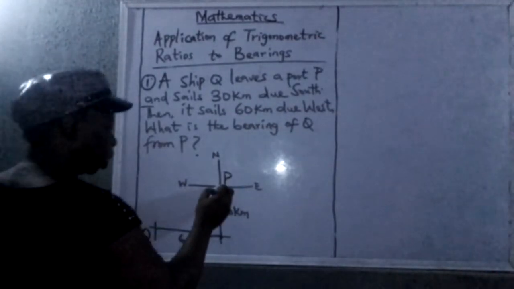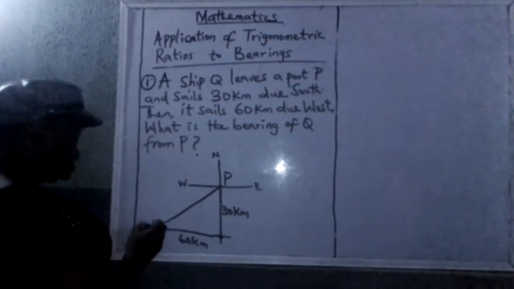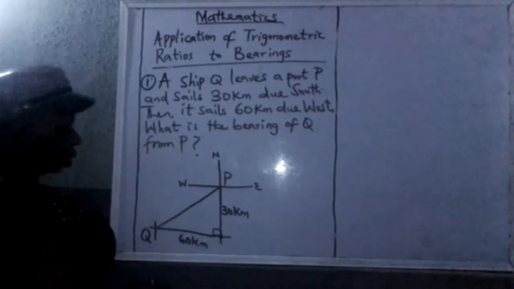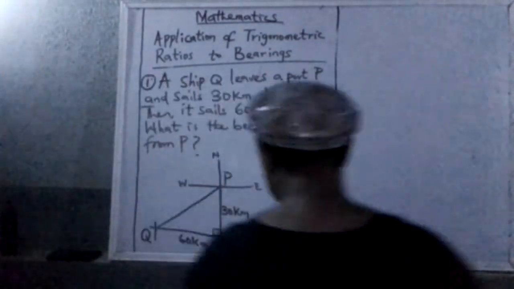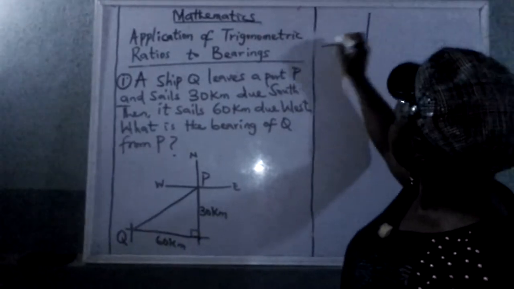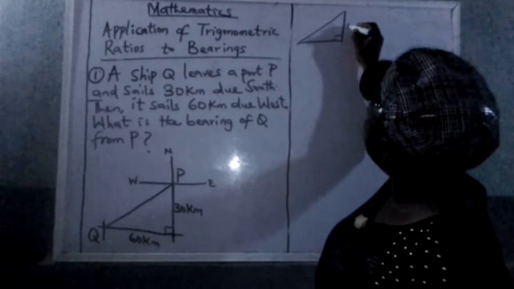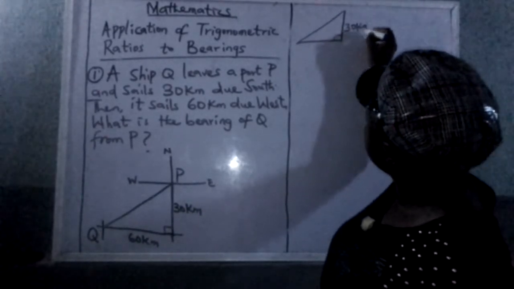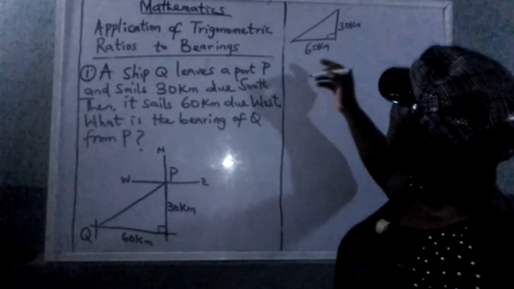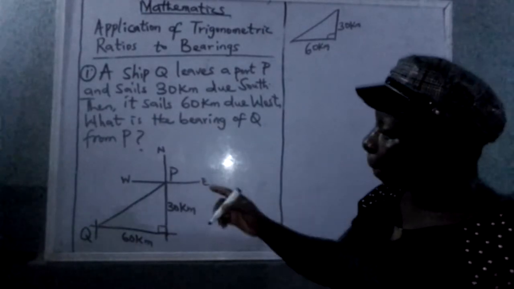Don't forget the starting point is P. So we shall join P and Q together. And don't forget the angle between north and west is 90 degrees. That means from here we can get a right angled triangle. The length of this side is 30 kilometers and this is 60 kilometers. Now what is the question? What is the bearing of Q from P?